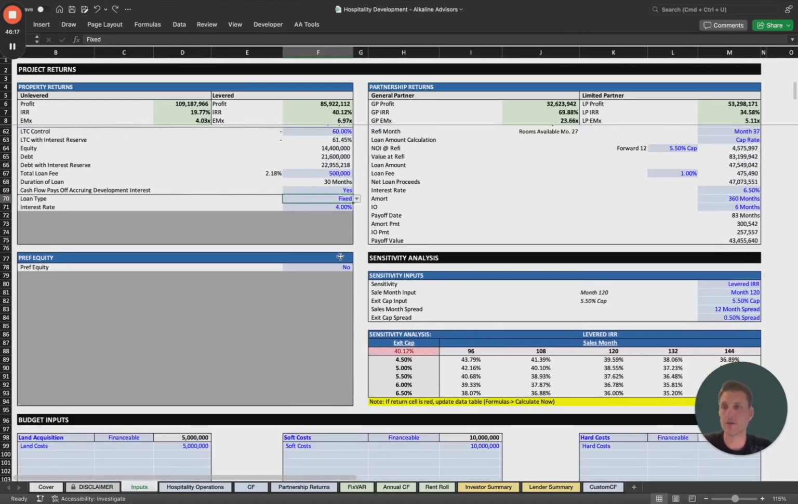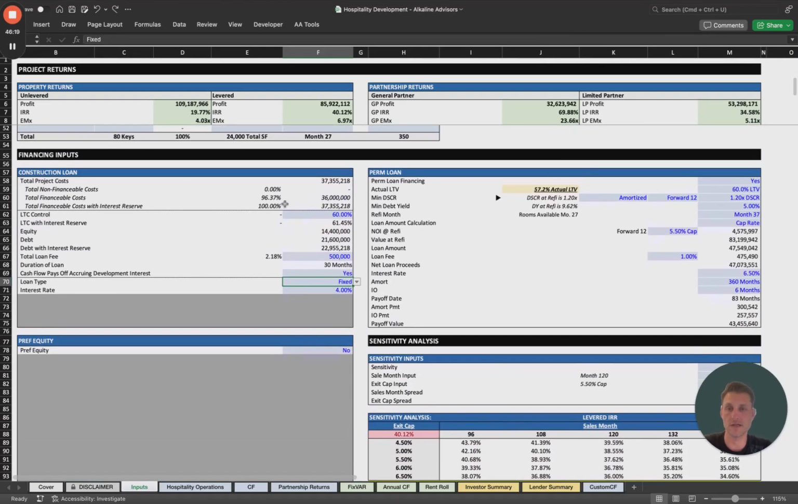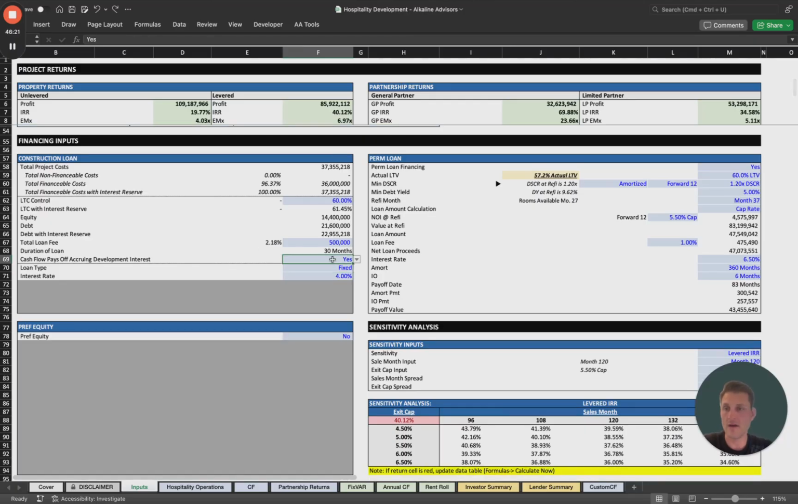Okay, so back to the construction loan section. We also have a toggle that shows the cash flow payoff. Essentially, this is saying that when the project comes online, if it is generating free cash flow and we have interest that's still accruing and we haven't yet paid off the construction loan, right? We haven't yet refied out of the construction loan or used sales proceeds to pay it off, and we have free cash flow, we can use that free cash flow to pay off what would be accruing interest.